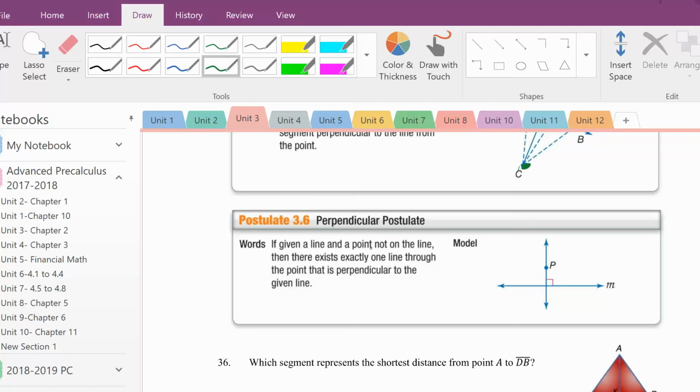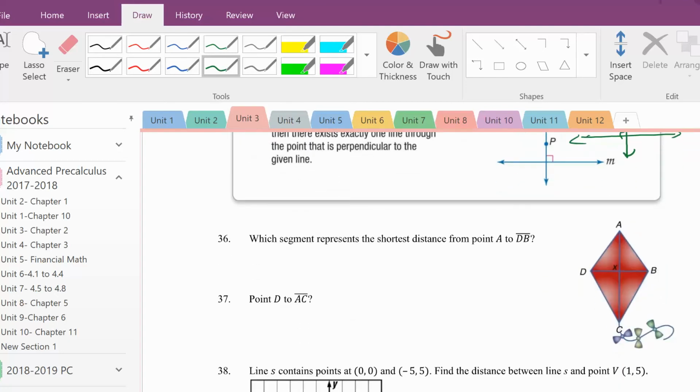So the perpendicular postulate says if given a line and a point not on the line, there exists one line that can be drawn through that point that is perpendicular to the line. So basically, anytime you have a point and a line, there's one line that you can draw through the point that is perpendicular to that line.